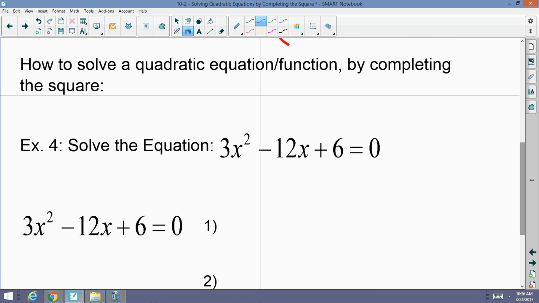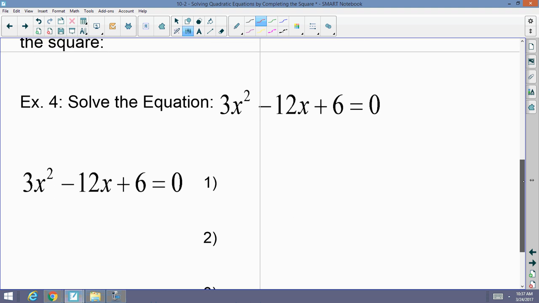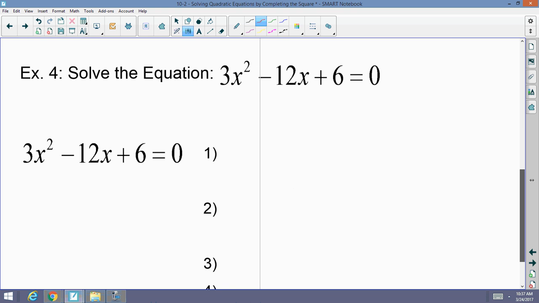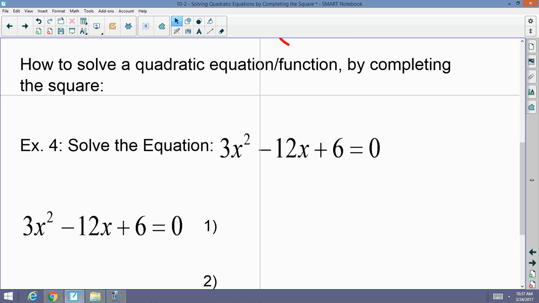Now, how to solve a quadratic equation or function by completing the square. All right, guys. You ready? Now we're going to take the skill of completing the square, and now we're going to apply it to an equation. So I want to just go back in time a little bit. What do you think my first step here would be?